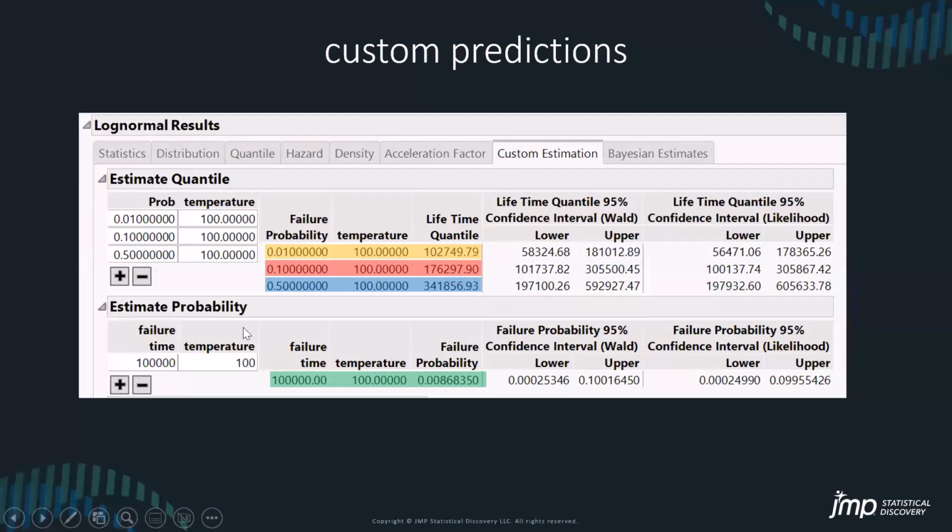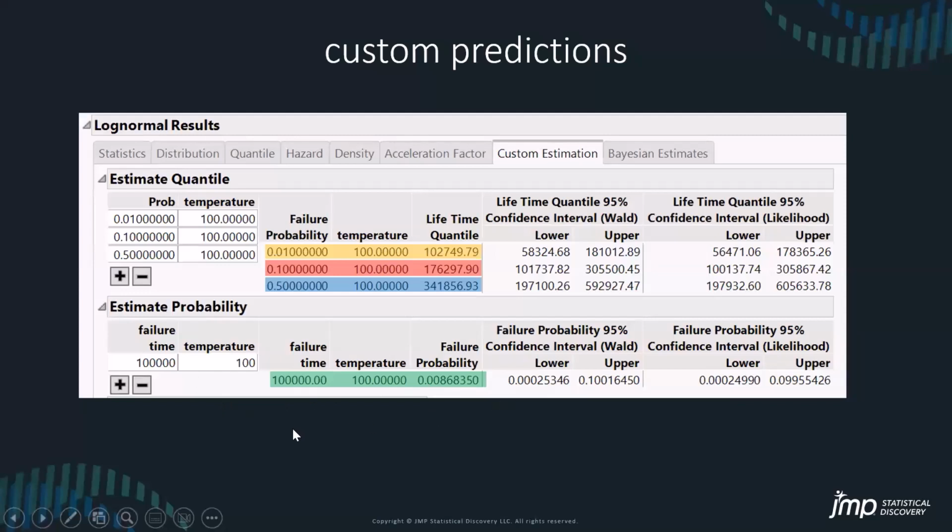What if your corporate goal is, we want the probability of failure at 100,000 hours and use condition to be really small. So you can put in that value. You can say, well, the failure time is 100,000. The temperature is 100. What's the probability of failure? Well, the probability of failure looks to be less than 0.9%. So that's pretty low. Maybe that's acceptable. Maybe it isn't. But at least you get that information out.